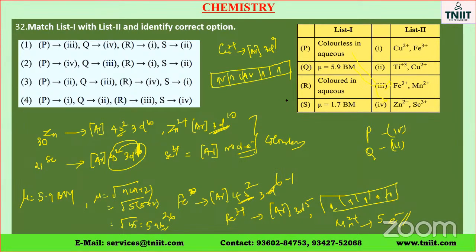So there will be d-d transition according to crystal field theory. Therefore, this will be colored. Similarly, Fe3 plus also will have unpaired electrons. It will be colored. So therefore, for R, it is 1. Then for S, it should be 2. You can calculate the magnetic moment as I calculated for Q. Hence, the answer for this question is option 2.